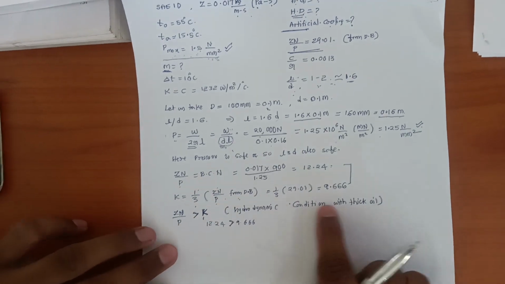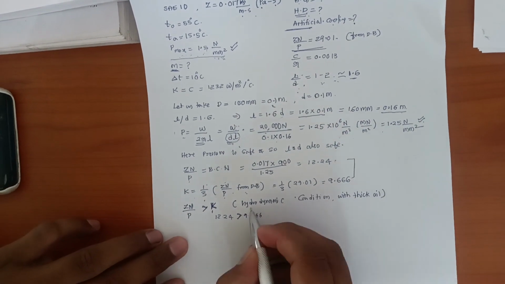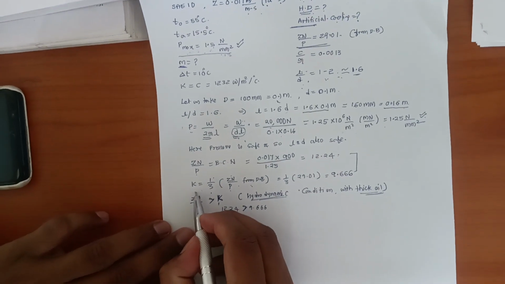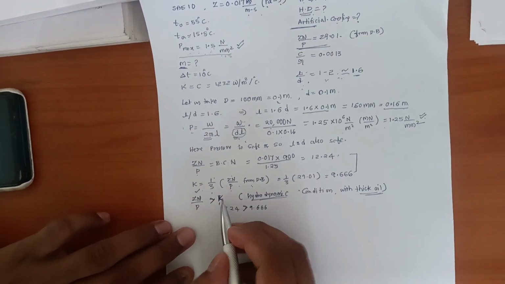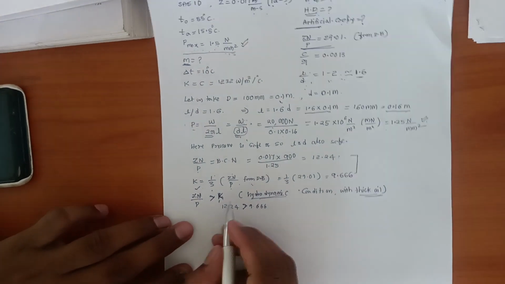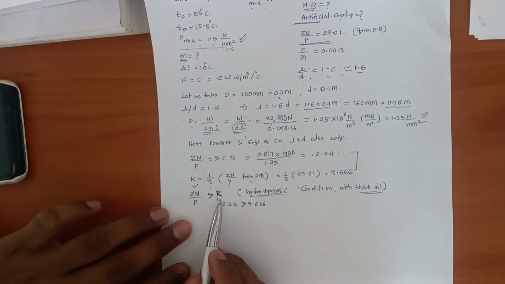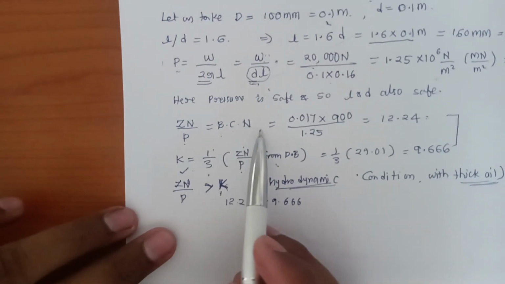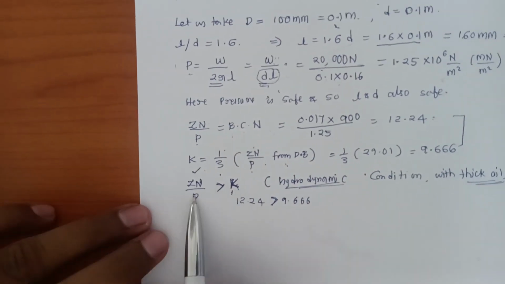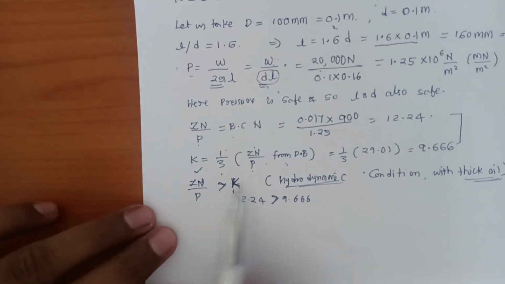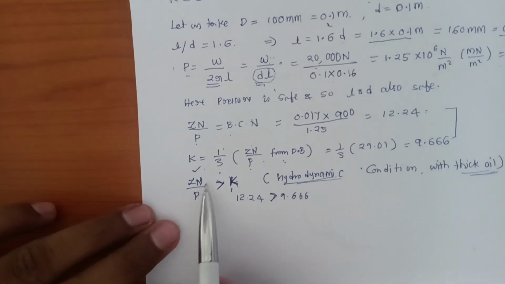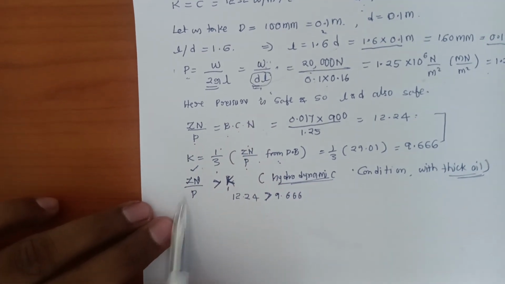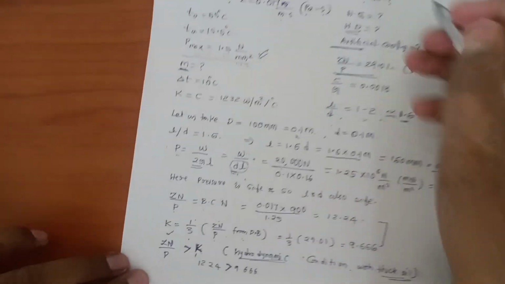So finally you got the hydrodynamic condition with thick oil lubrication, because you get Zn by P greater than K. Here K is the bearing modulus, and Zn by P is the BCN, that is the bearing characteristic number. These two may be asked in short questions: what do you know about bearing modulus and bearing characteristic number? Important concept. Okay, so the condition is over.